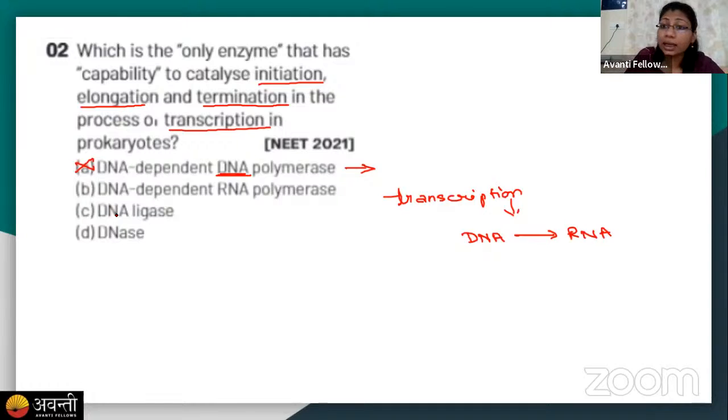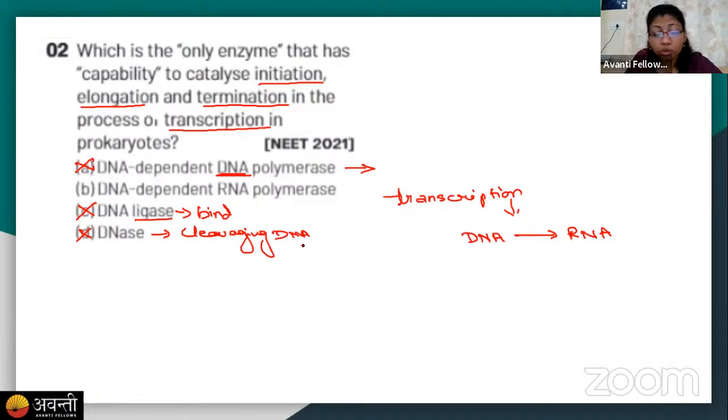Option C says DNA ligase. Ligase is to bind something, but we are not binding something here. So option C is also not correct. Option D says DNase. DNase is an enzyme which has a cleavaging property, right? It will break the DNA, right? So we don't want to break the DNA or fragmentize the DNA. We want to make the RNA from the DNA. So here the template will be our DNA, and we have to make the RNA.